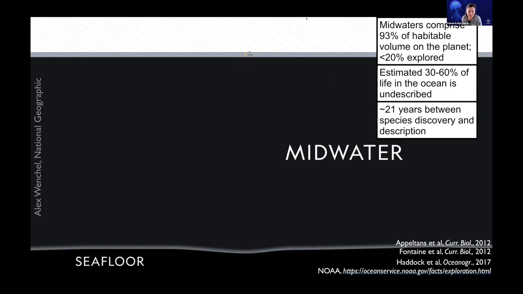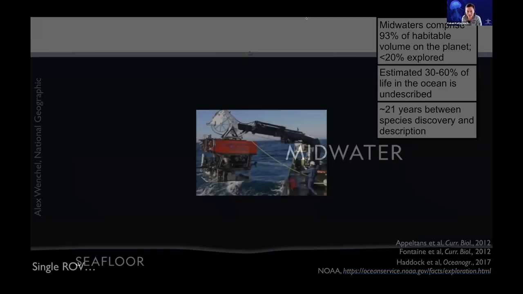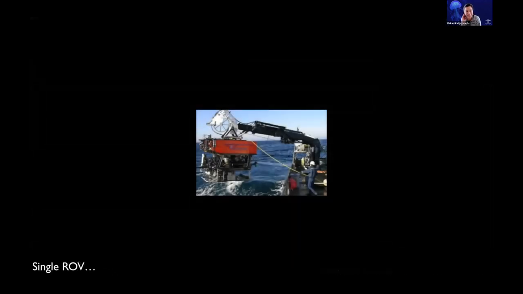And it takes on average about 21 years from the time you first observe a new species to when it actually becomes described. So we've got massive gaps in our ability to observe the ocean, never mind our ability to also observe and describe the life that's there. And so I also want to couple that, right?